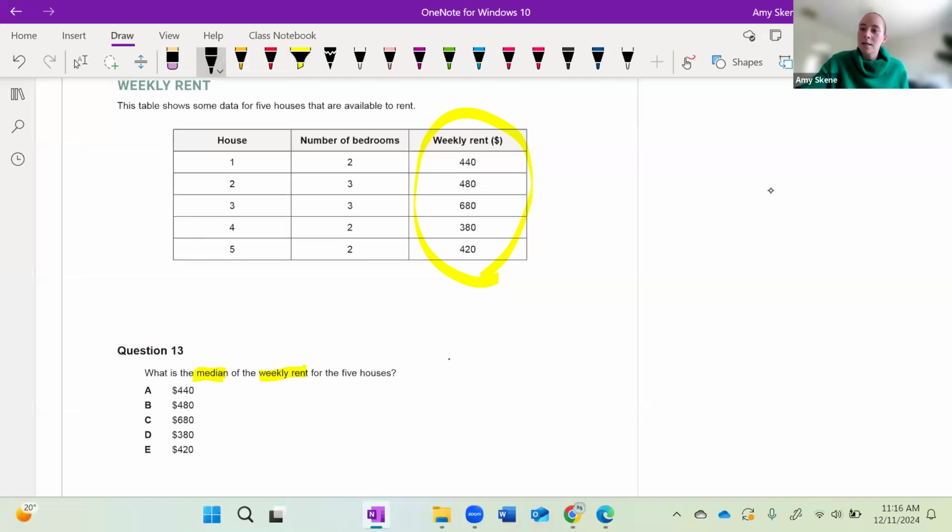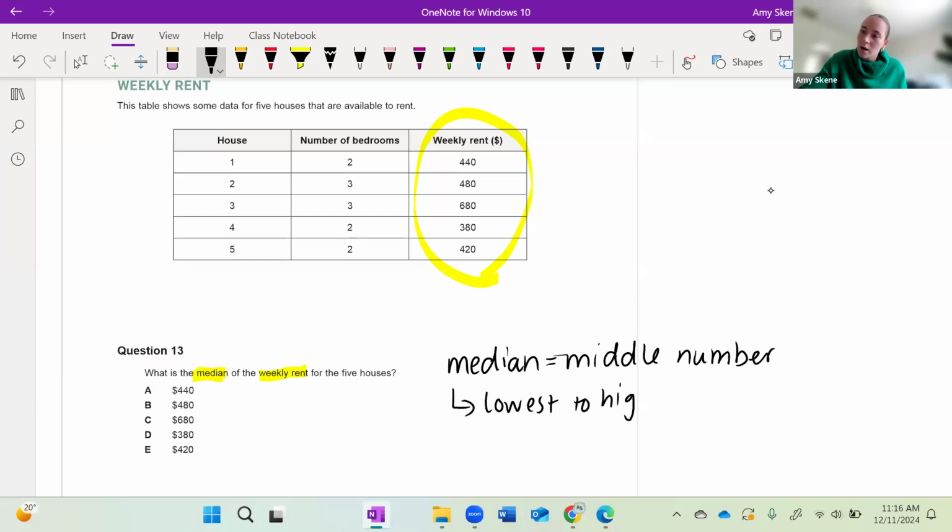We also need to understand what the median means. The median is a measure of center in statistics. It is the middle number, but we have to be careful. Yes, it's the middle number, but to be able to find the median, we need to order them from lowest to highest. Okay, so we're going to reorder this weekly rent in terms of lowest to highest and then find the middle number.